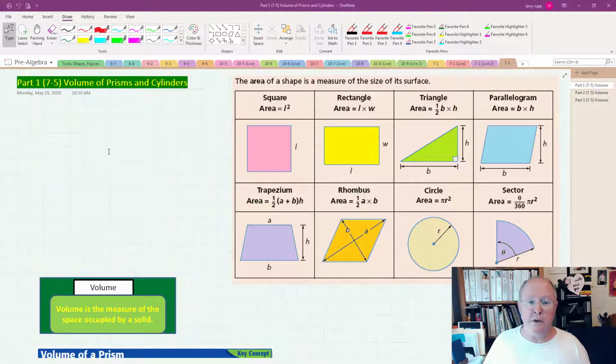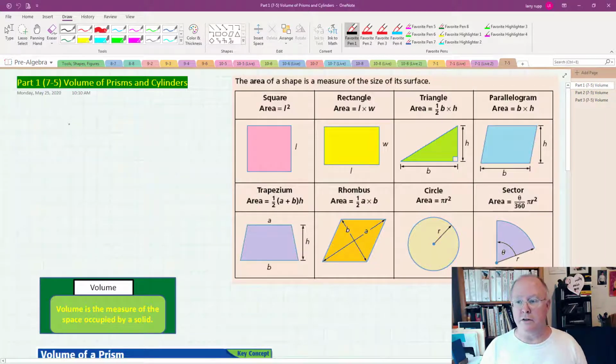So the first thing that we need to understand about volume is what area is. If I put up this chart here on the notes about the area of a shape. The area of a shape is the measure of its surface. Now we're talking about two-dimensional shapes: squares, rectangles, triangles, parallelogram, the trapezium, which is a trapezoid, rhombus, a circle, or a sector, a piece of a circle. Those are all two-dimensional shapes, and area is related to that.